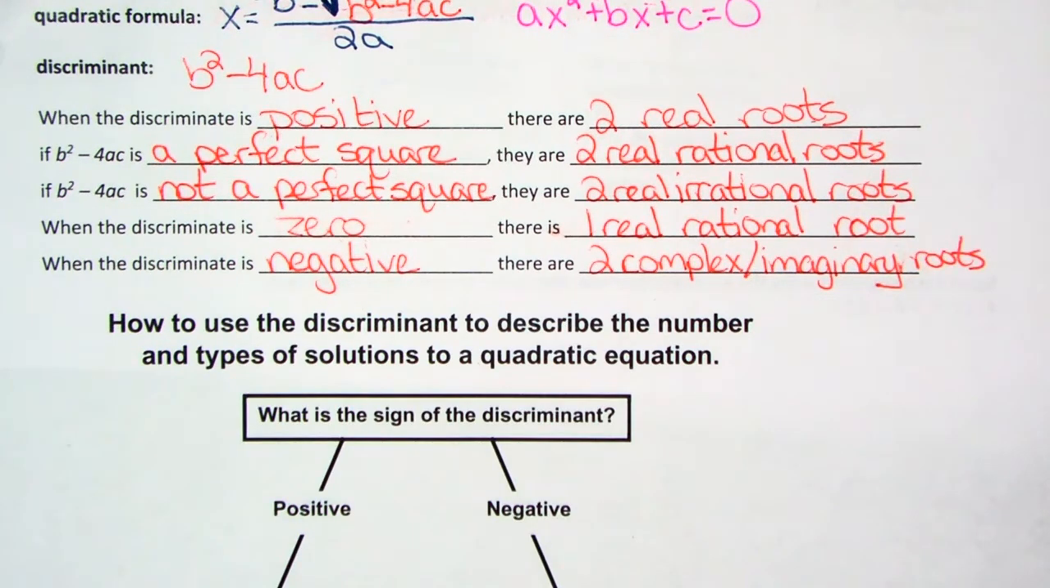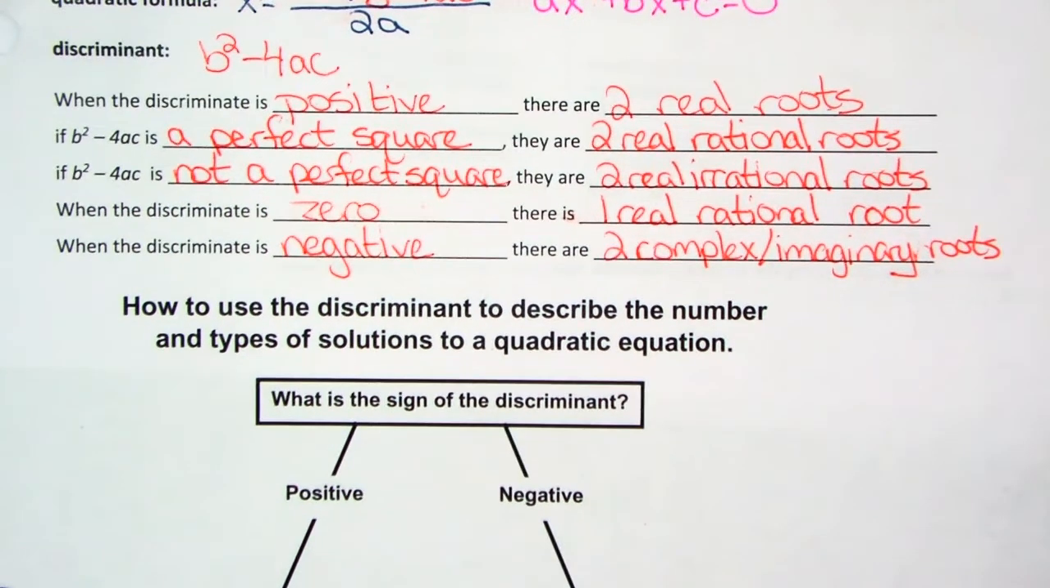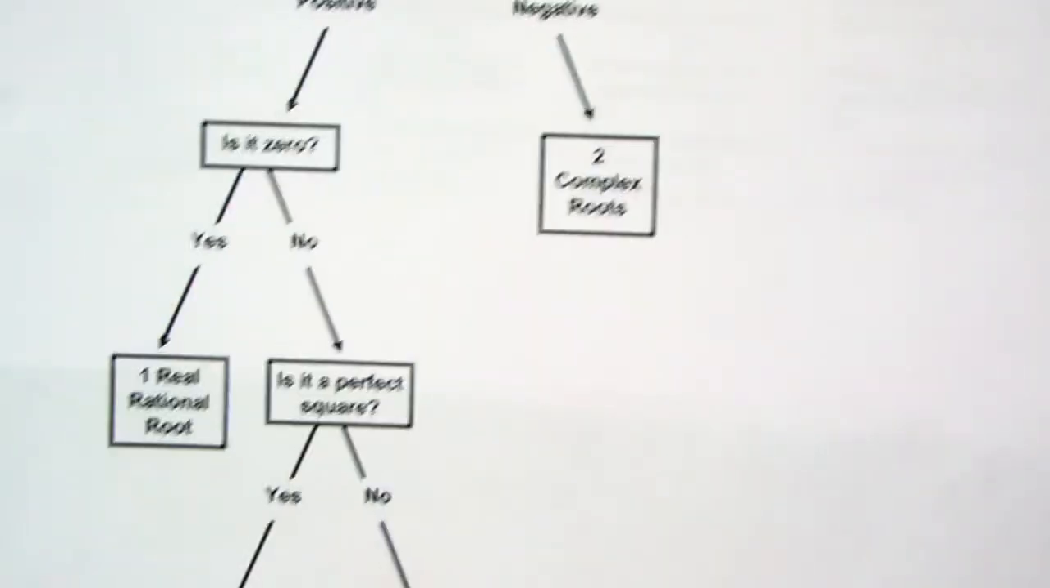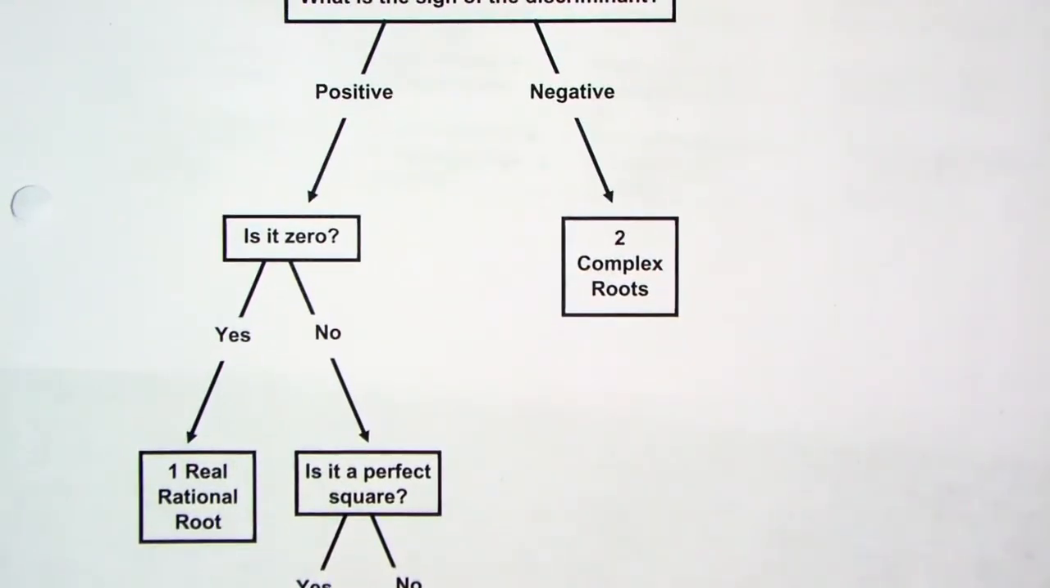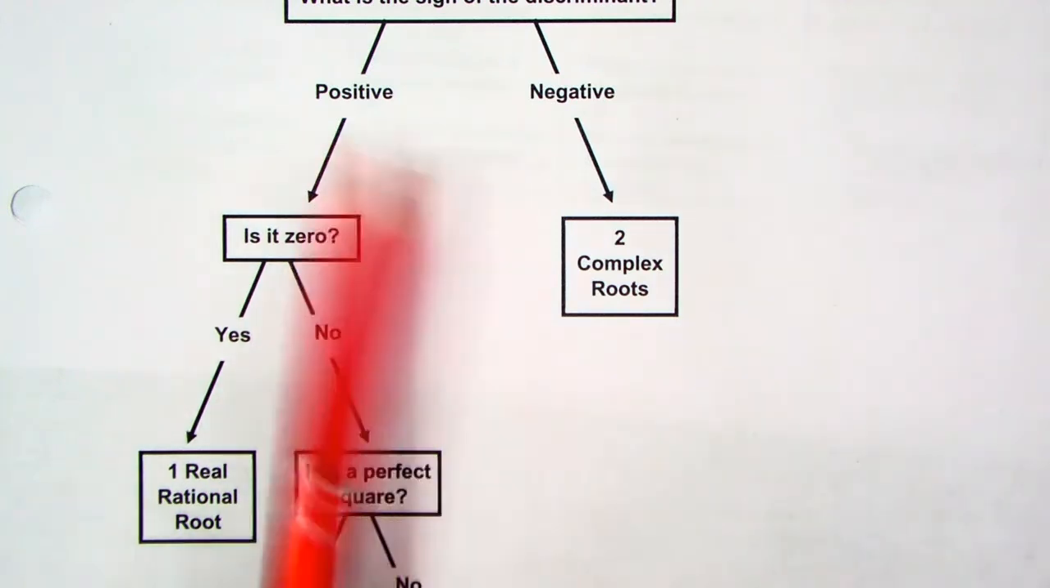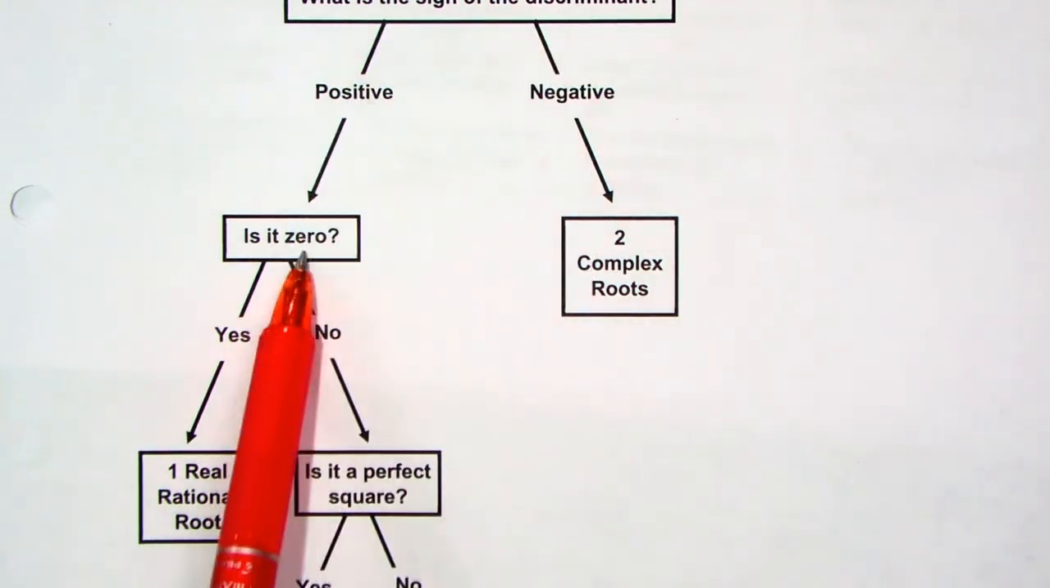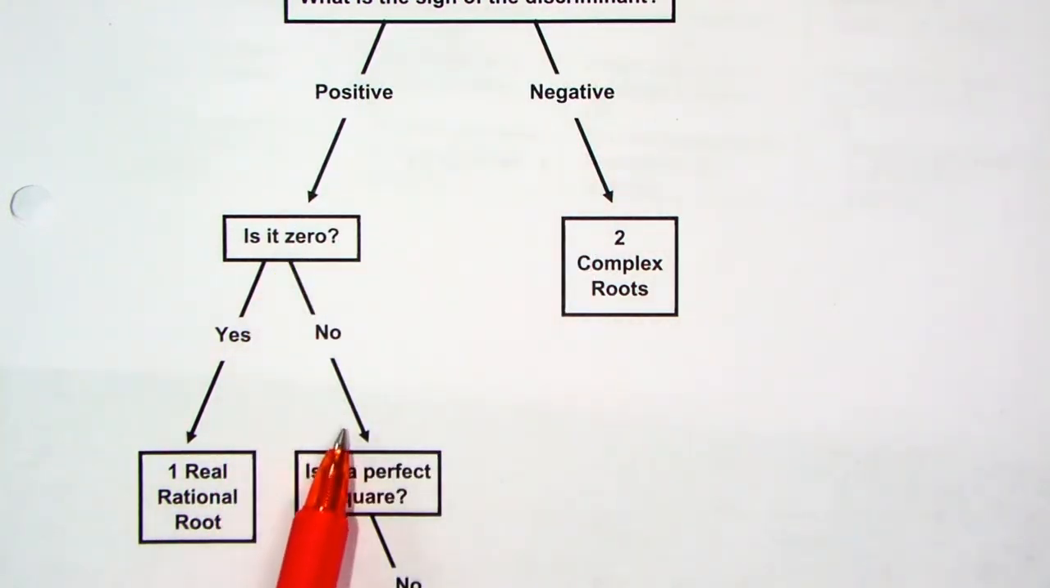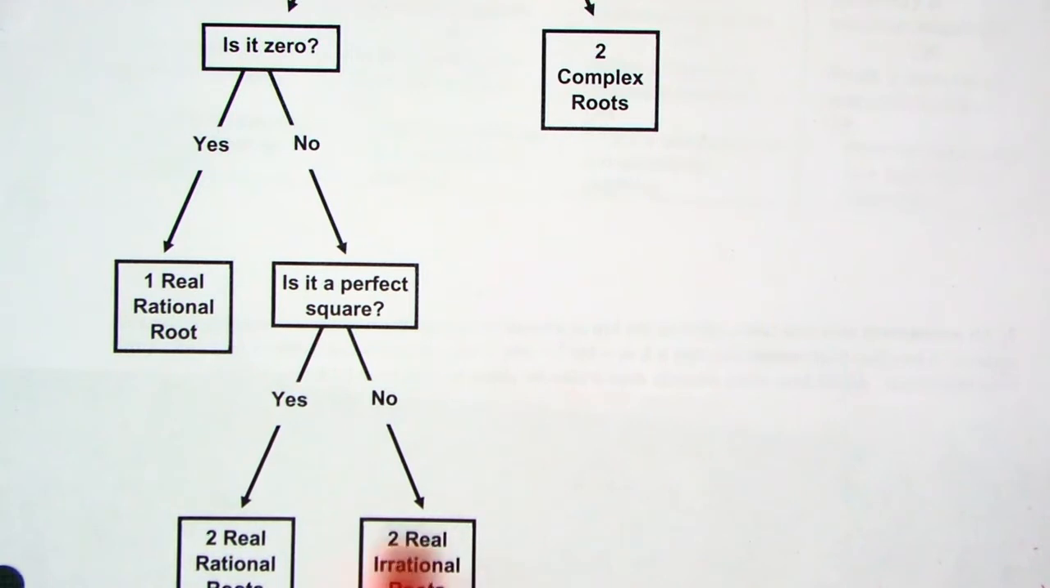A list might be the best way for you to remember this information, but some people learn a little bit differently and learn better when it's more visual to them. So I've created this flow chart below to help us describe whether the discriminant tells me that it's a real root, an imaginary root, if it's rational or irrational. And here's how it works. Let's take the discriminant of 32 as an example. The sign of the discriminant is positive. It's not 0. It's not a perfect square. This means that my solutions will be two real irrational solutions.